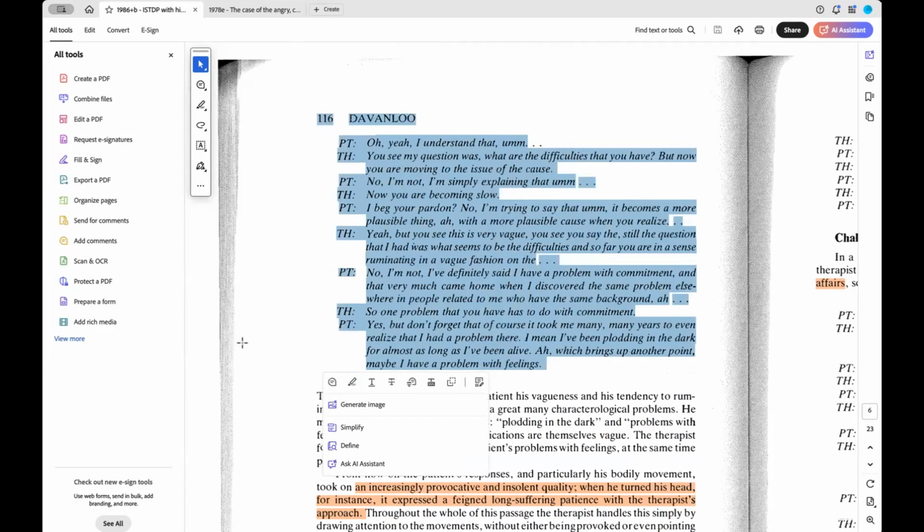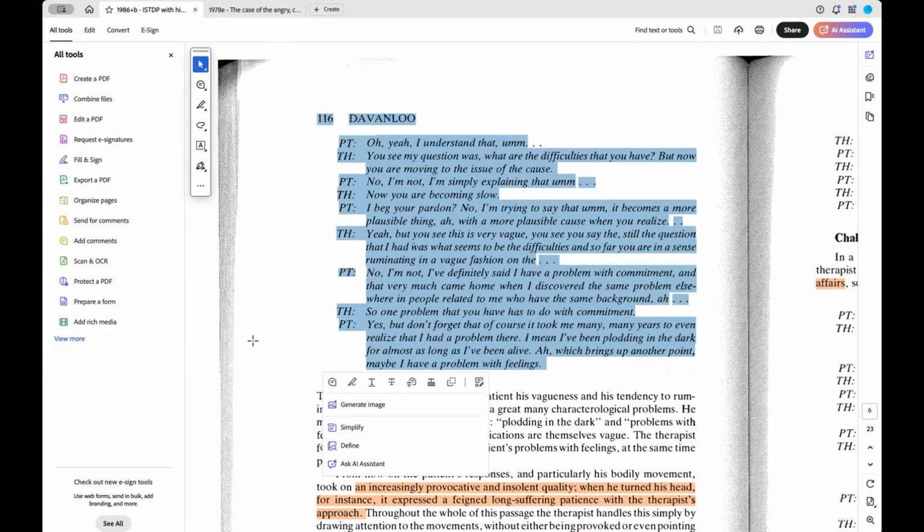So Davanloo highlights that the patient is moving to the cause of the problems before it is clear what the problems are. The patient is becoming slow and ruminating in a vague fashion. And this leads to the patient declaring that he has a problem with commitment and also with feelings, which seems to be part of what Davanloo was referencing in the subheading when he wrote some degree of communication. It's not the only thing that refers to, but it seems to be part of it. He's also referring to the patient's comments about plodding in the dark and problems with feelings.